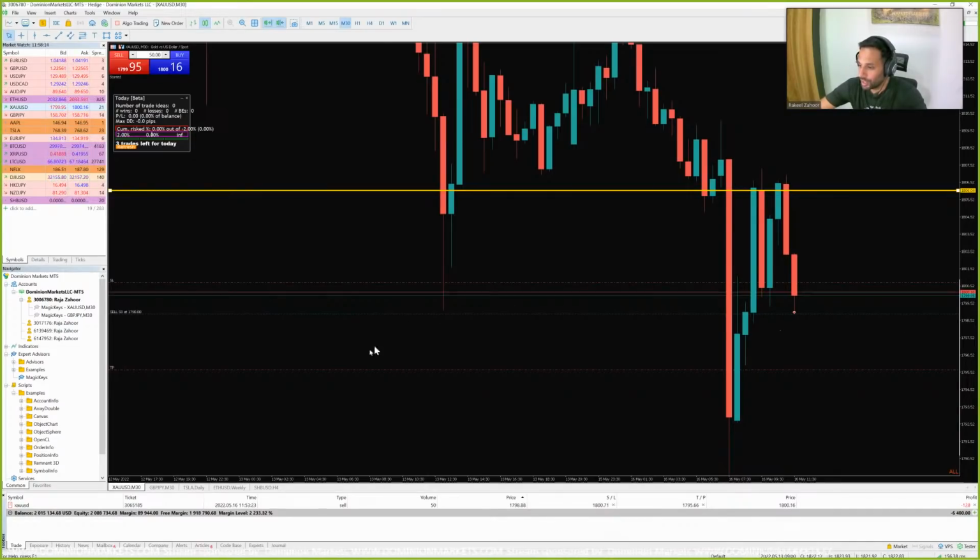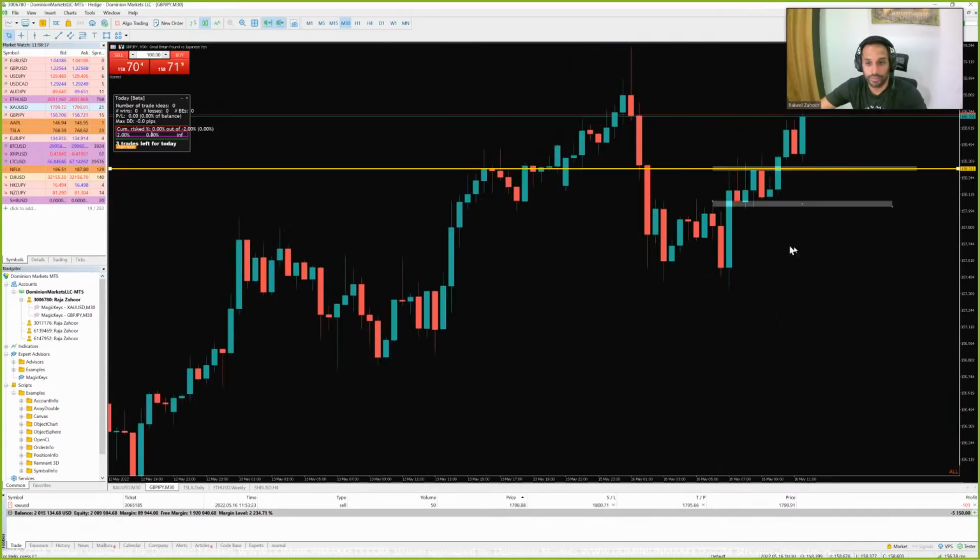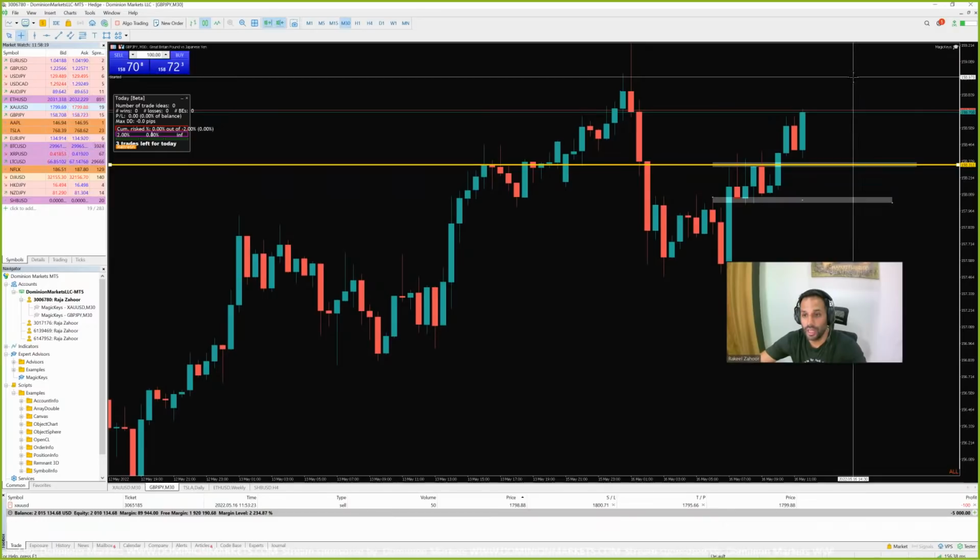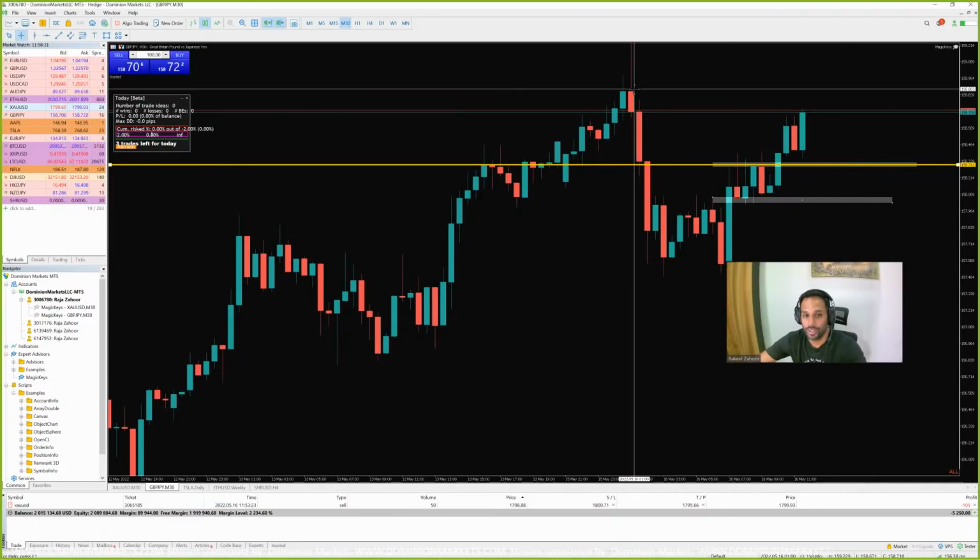I got a resistance at 158,770. Yeah, there's a resistance right over here, 870 right here. All this area price can come up to, so we'll see.